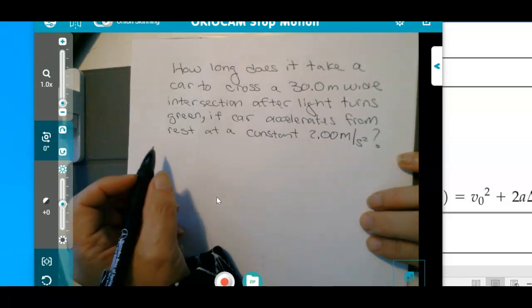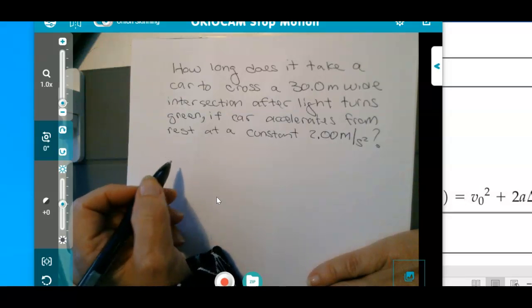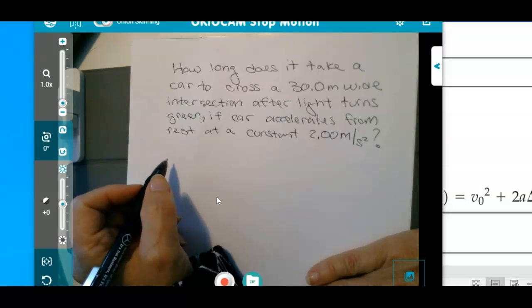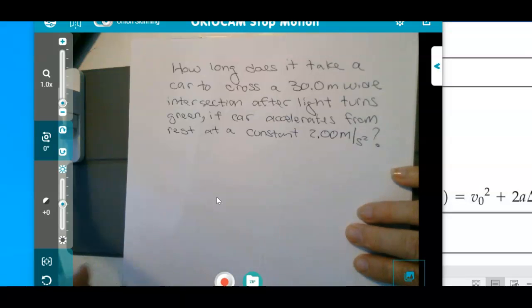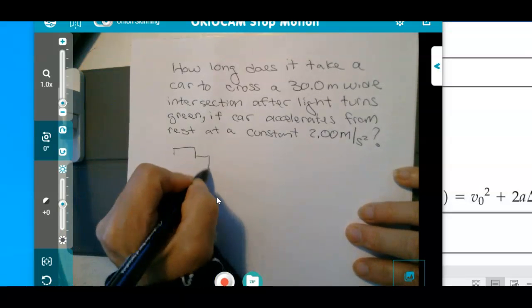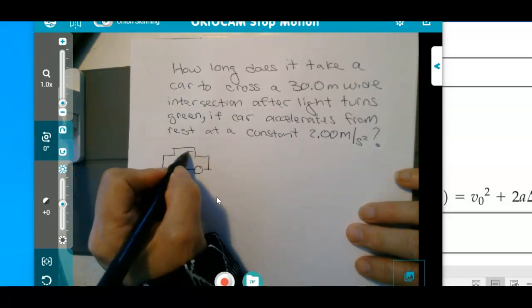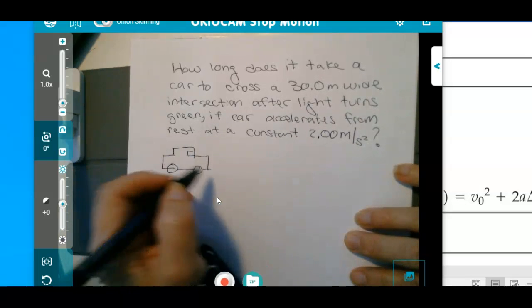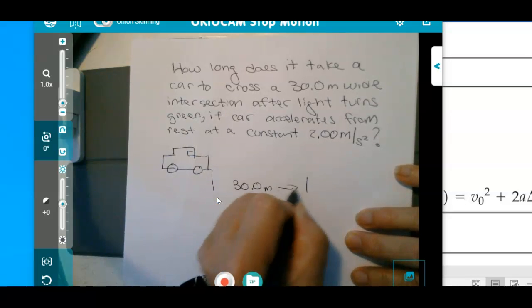So here's one problem. How long does it take a car to cross a 30-meter wide intersection after the light turns green if the car accelerates from rest at a constant 2.00 meters per second squared? So first you got to do your problem solving. I'm going to draw a picture. You definitely need to do these steps or I think you'll be lost very quickly. And it's going to go across a 30-meter intersection.